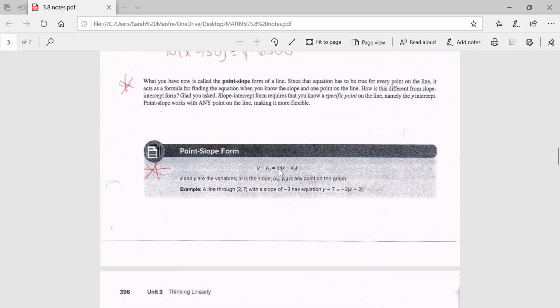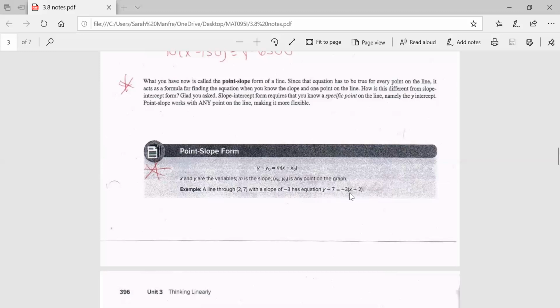And m, remember, is our slope. So here's an example. A line through the point (2, 7) with a slope of -3. Remember, this 2 is our x, the 7 is our y. So 2 is replacing x, 7 is replacing y, and the slope of -3 is going to replace m. When you plug all those numbers into that equation, it's going to look like this.